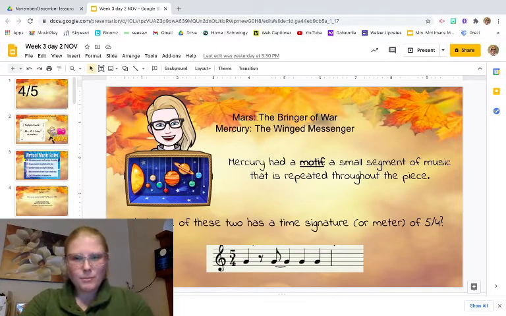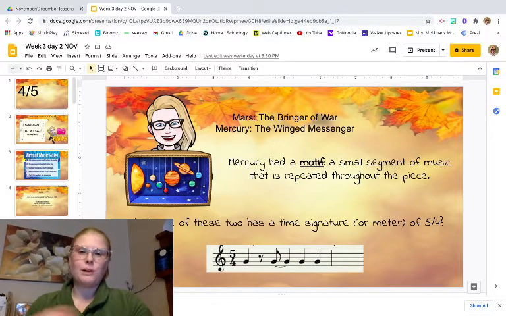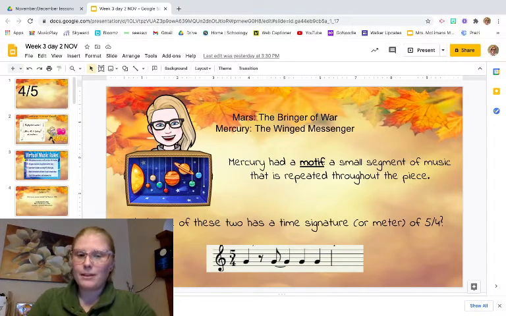So, Mercury had a motif, which is a small segment of music that was repeated throughout the piece. Now, I know that's not really a question, but I just wanted to remind us. But this one is an actual question down here.